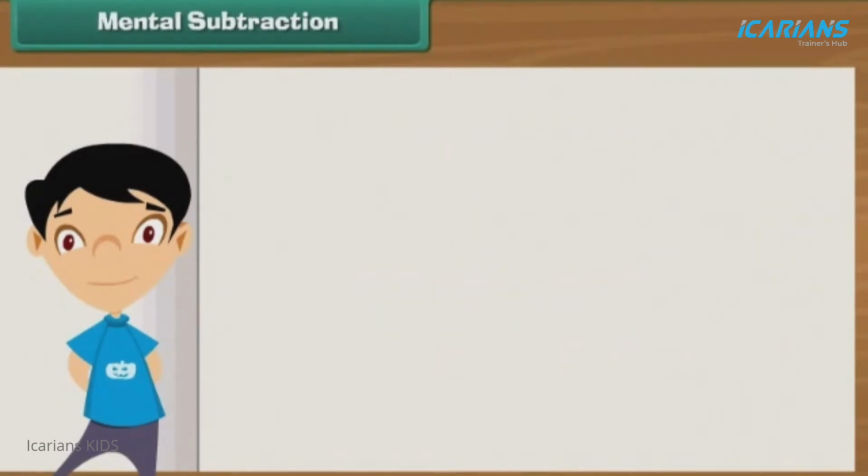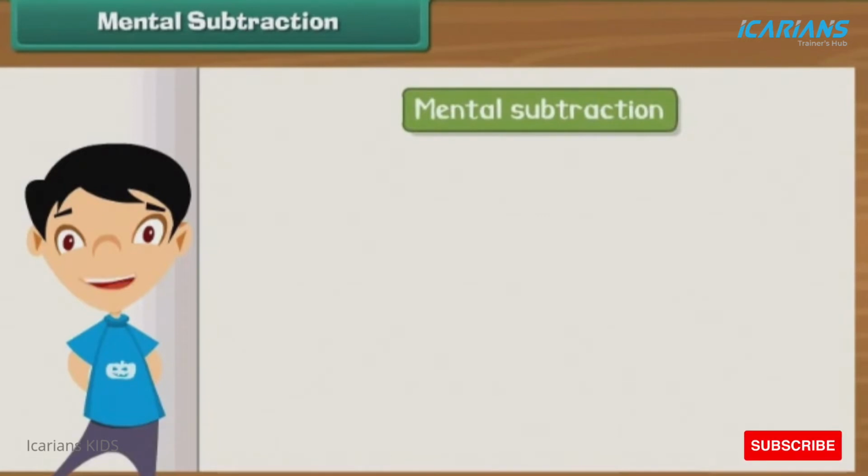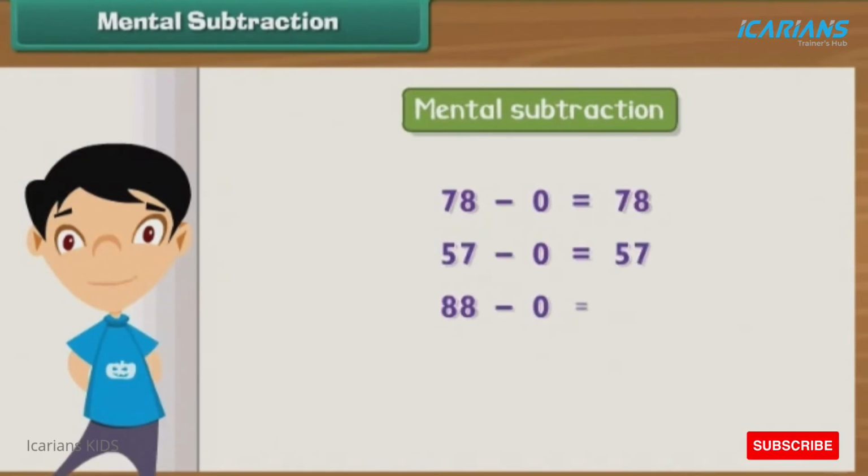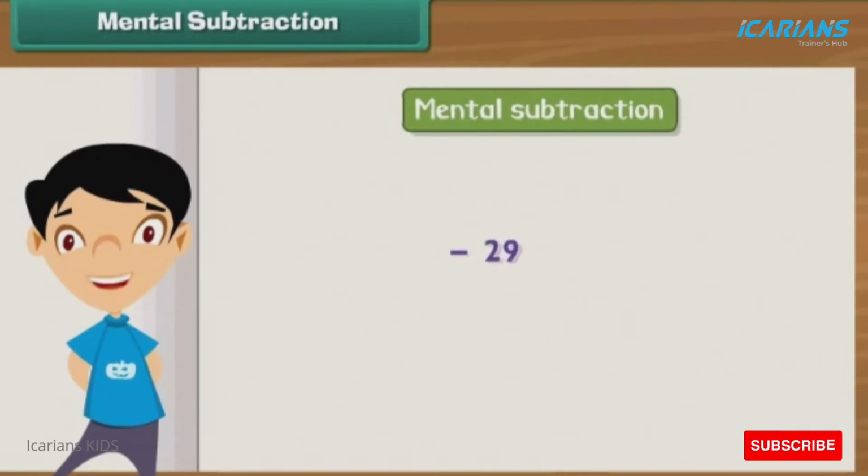Mental subtraction. We can perform mental subtraction in a manner similar to mental addition. 0 is the easiest number to subtract. So we will always try to make the second number, that is, the number to be subtracted, end with 0. Let us try to subtract 29 from 67. Since the second number must end with a 0, we subtract 30, not 29, from 67. The subtraction gives us 37.